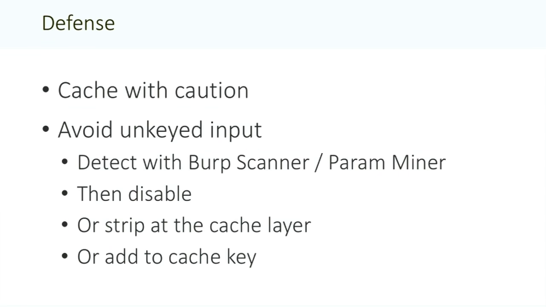But if that's not an option for some reason, you may be able to configure the caching layer to automatically strip the headers. And as a last resort, if you need this header, you can always add it into the cache key, which effectively means that it can't be used for cache poisoning.